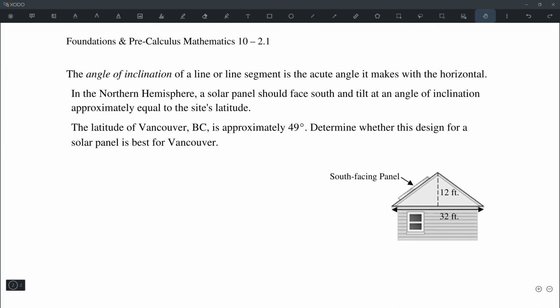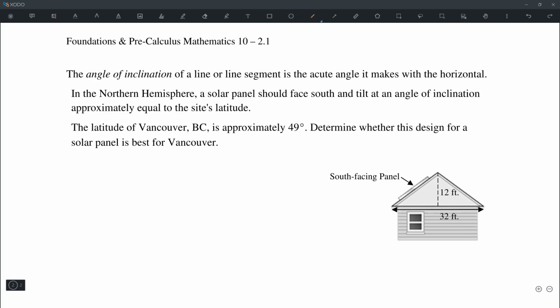So here we're looking at an angle of inclination question. It says here, in the northern hemisphere, solar panels should face south and tilt at an angle of inclination approximately equal to the site's latitude. So the latitude of Vancouver, BC is approximately 49 degrees. We're going to determine whether this design is best for Vancouver.